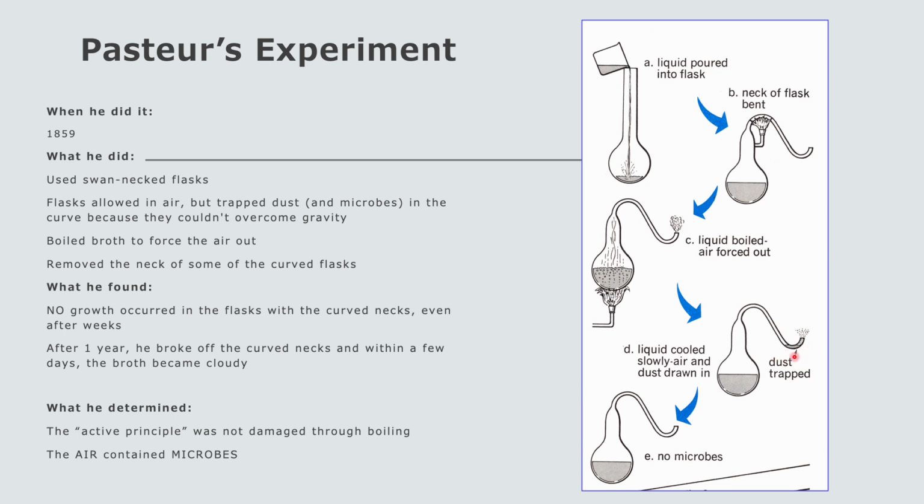He heated the broth, but nothing happened. There weren't any microbes appearing within the broth solution. Even after weeks, nothing was appearing within the broth solution. So then he took some of the flasks and he actually broke off this curved part of the tubing, and within a few days the broth solution became cloudy. This indicated that those microbes that were appearing had to come from something in the air and not just spontaneously appear within the broth.